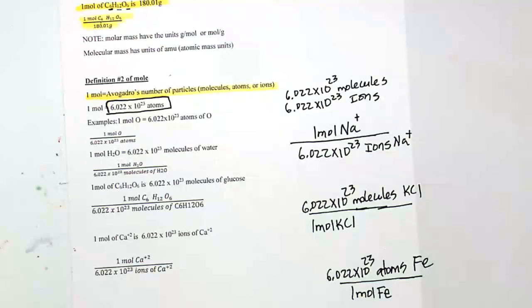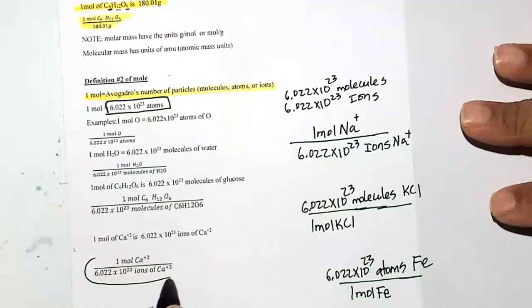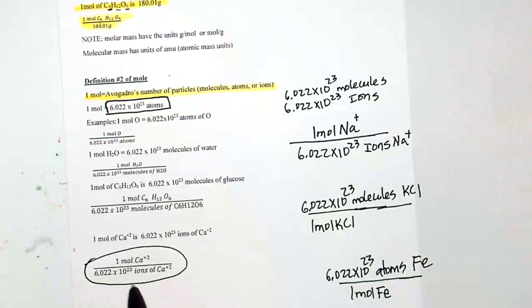It's different if it's, for example, an alkaline earth metal that has 2 ions. It would still be 6.022 times 10 to the 23rd. Like here, 1 mole of calcium contains that many ions of calcium.